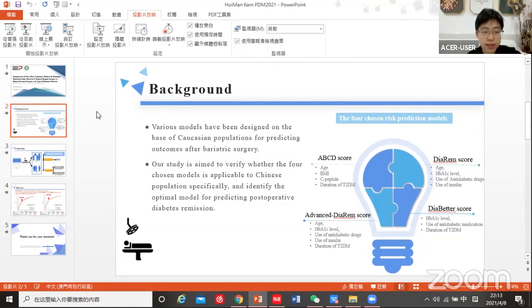My presentation is about comparison of risk prediction models for diabetes remission after bariatric surgery in obese Chinese patients with type 2 diabetes. First of all, I would like to share the reason that we brought up this topic. Bariatric surgery is now recommended as an effective treatment for obesity and type 2 diabetes. Risk prediction models have been proposed in order to better predict the post-operative outcomes.